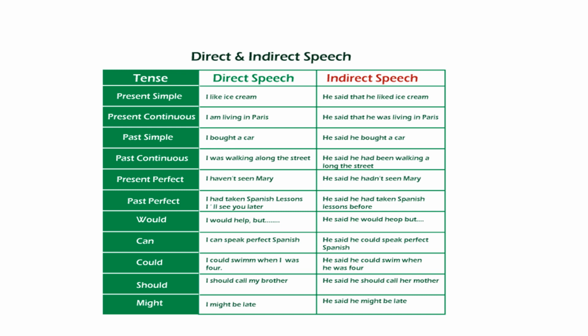Should: "I should call my brother." He said that he should call her mother. Over here, you can see the changes in this sentence. Instead of he, they have mentioned her. Instead of brother, they have mentioned the mother. So you can change the subject or tense according to the direct speech, not according to your own choice. For the might, as you can see, "I might be late." He said that he might be late.